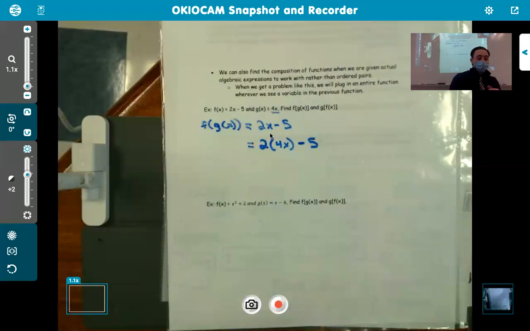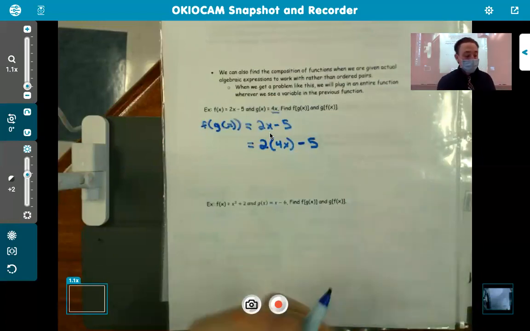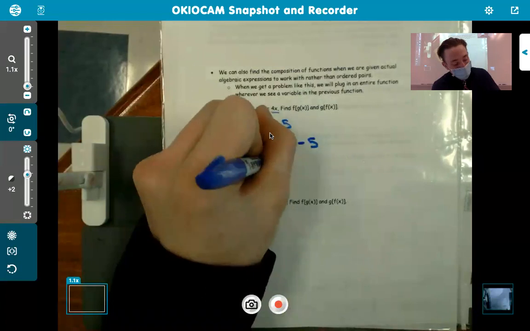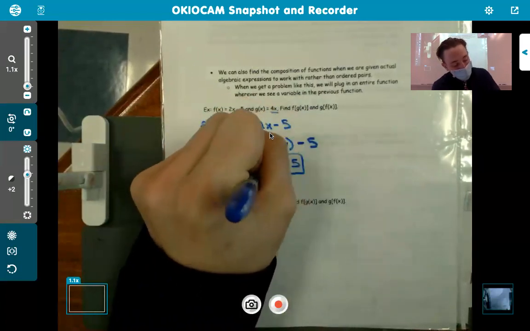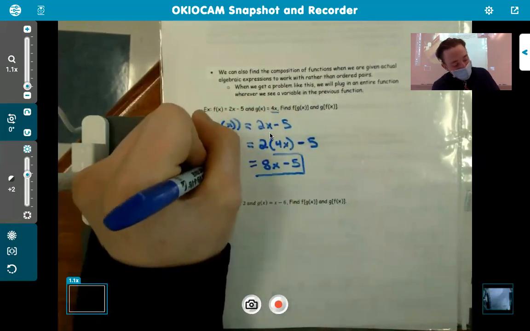And then we simplify the same way we would before. So what's 2 times 4x? 8x. I have 8x minus 5 for my answer for f of g of x.